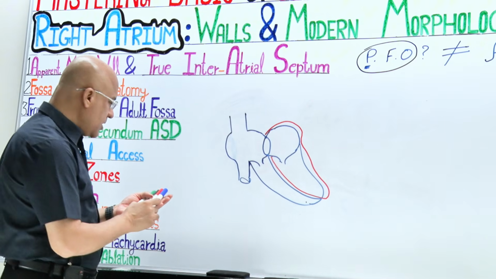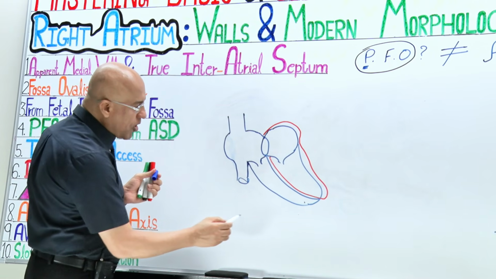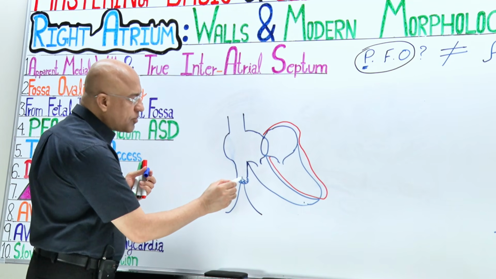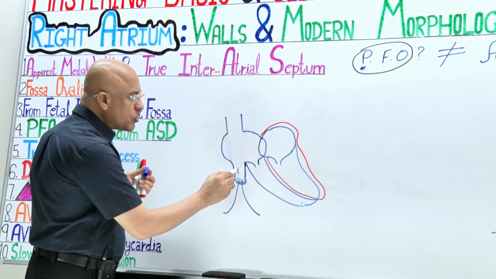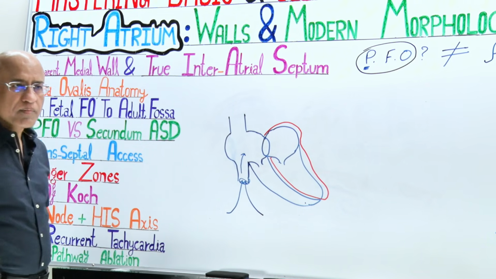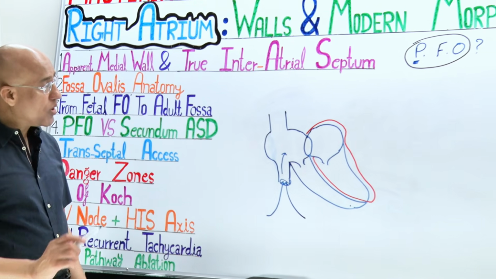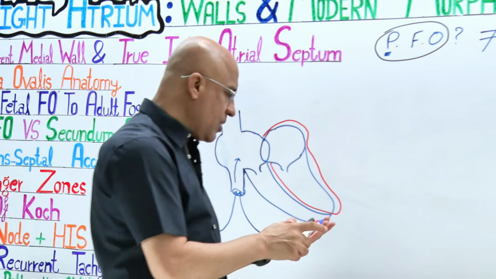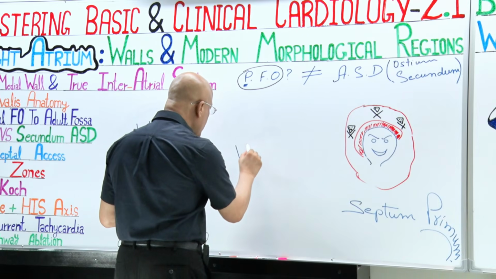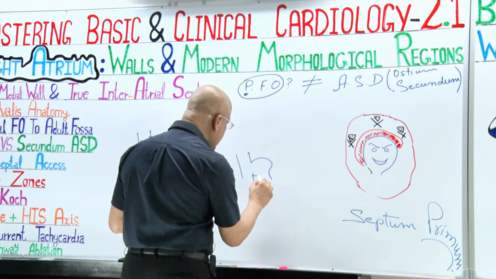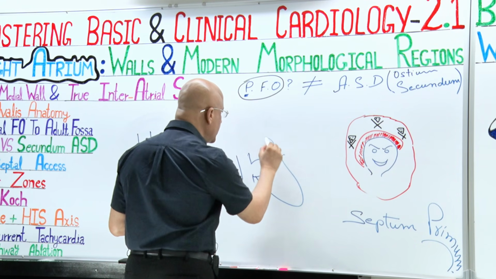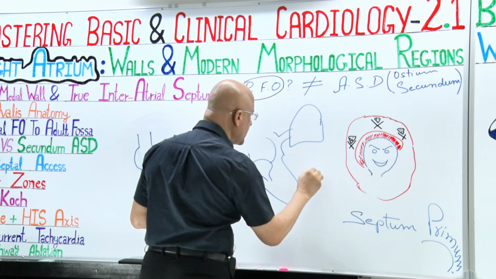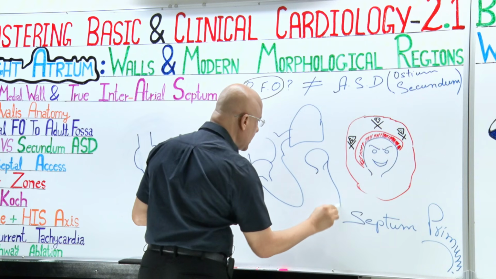Now, the blood from the whole body of the fetus and from the placenta comes through the inferior vena cava to the right atrium, right? Now, in the adult, the story is different. I will compare the fetal with the adult. In the adult, I will separate the right heart.